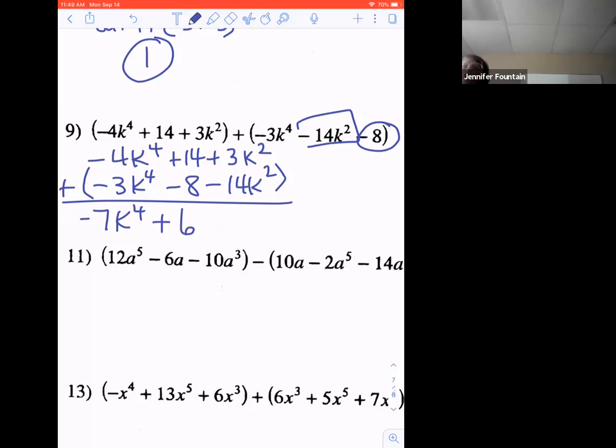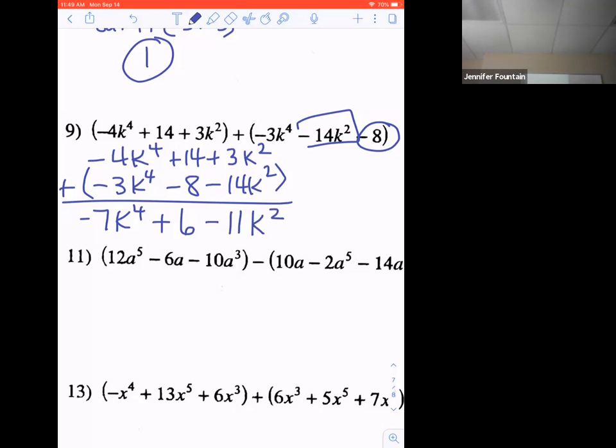One of the things I want to mention is make sure you are putting signs in between your numbers. I saw some homework that I haven't graded yet from adding and subtracting polynomials. You must have your signs in between. The way you know what sign goes there is based on whether it is a positive or negative number. So look, our last one is 3k squared plus a negative 14k squared. Positive 3 plus a negative 14 is negative 11k squared.